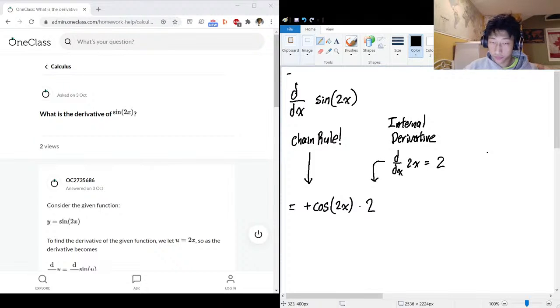That comes from there. So let's rearrange this to make it a little bit more beautiful. Here is just to be formal, but we can remove that now, and we can just move the 2 into the front. So we have 2 times cos 2x. That is the derivative of sine 2x, and this is our final answer.